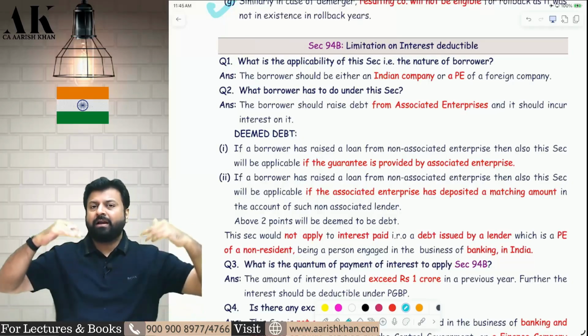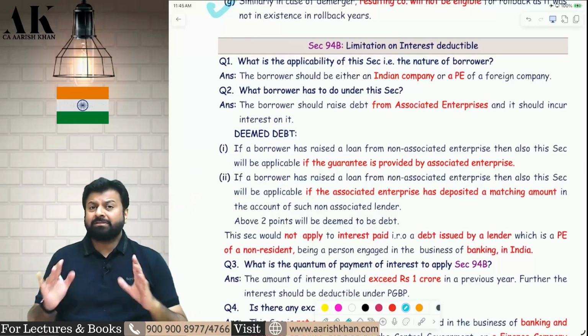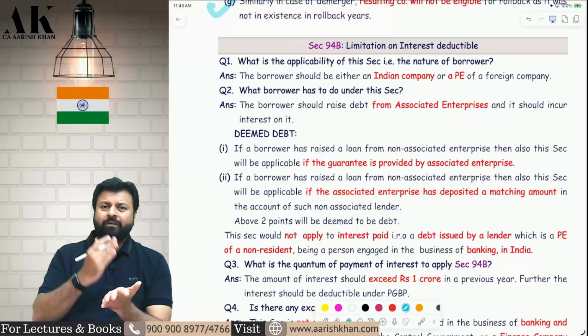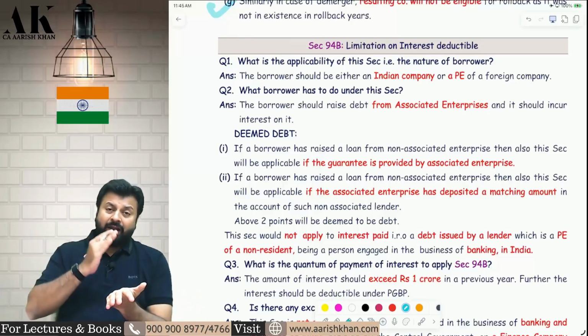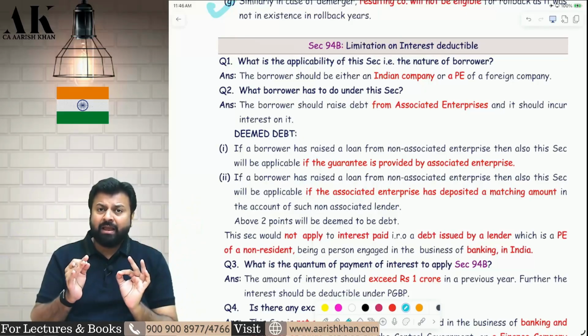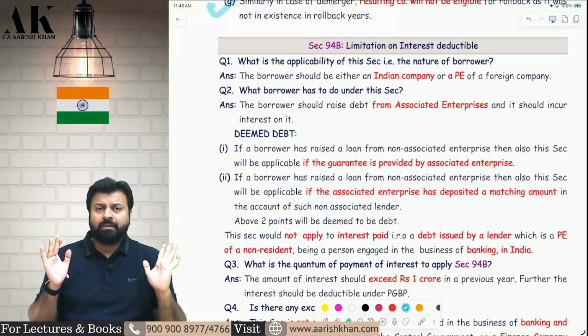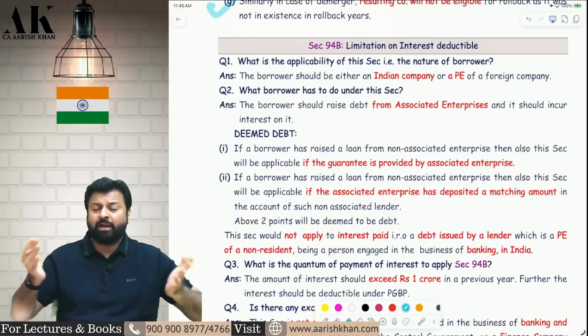See, suppose you are paying interest of 150 crore to your associate entity. But the arm's length interest is only 100 crore. So 100 crore will be allowed as per transfer pricing. So again I am saying you are paying 150 crore to your associate entity, but arm's length price is only 100 crore. Therefore only 100 crore will be allowed as per transfer pricing. 50 crore will be disallowed.